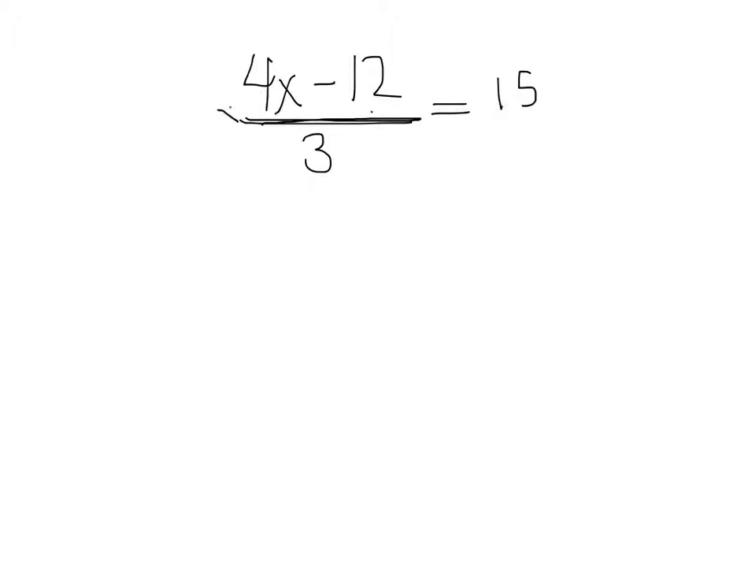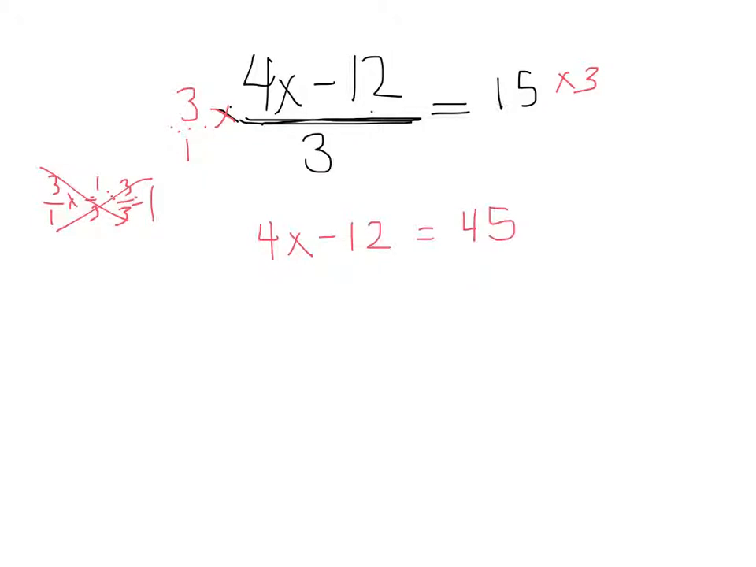So I want to multiply by 3. And remember, this is 3 over 1, and we know 3 over 1 times 1 over 3 is equal to 3 over 3, which is equal to 1 whole. So it's going to cancel itself out. And we're going to times this side by 3. So now I have 4x minus 12 equals 45.